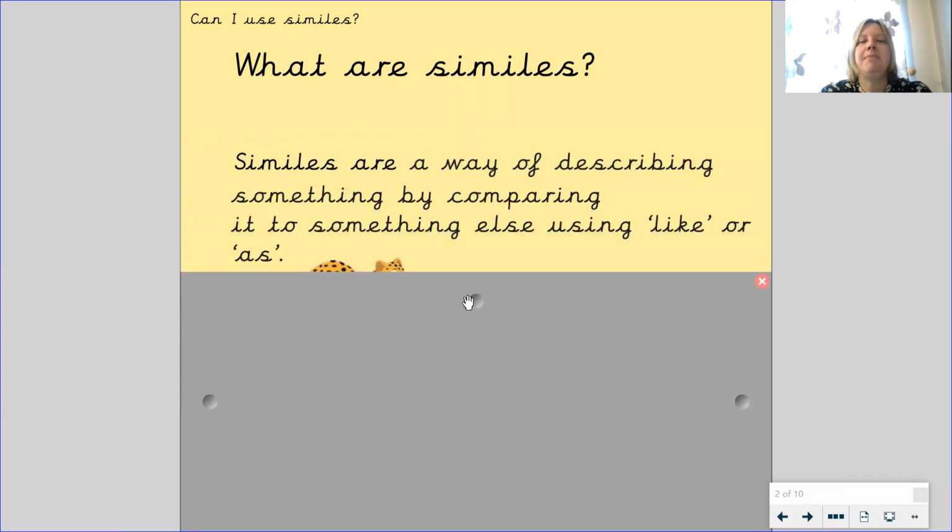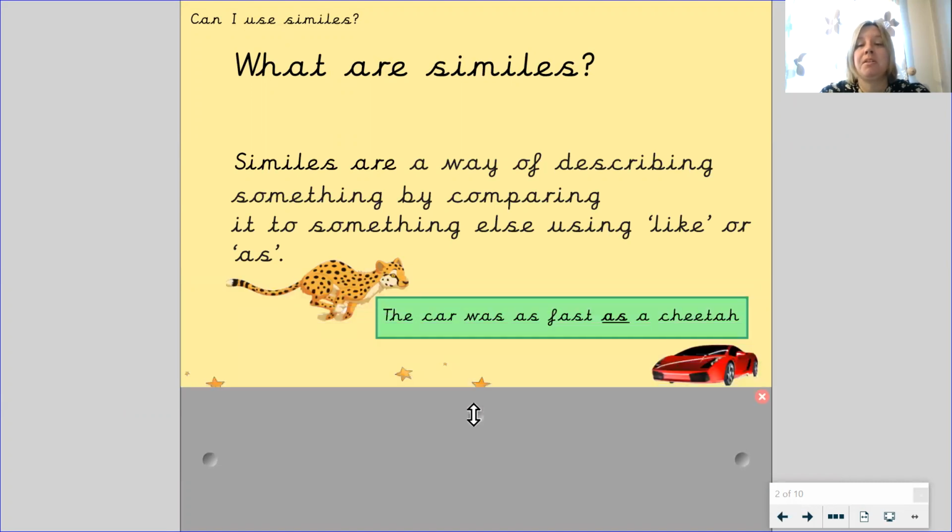So, a simile is a way of describing something by comparing it to something else, using like or as. So if we are using similes, we are describing something by comparing it to something else, using the words like and as. Let's have a look at some examples.